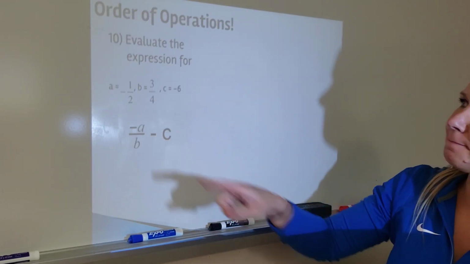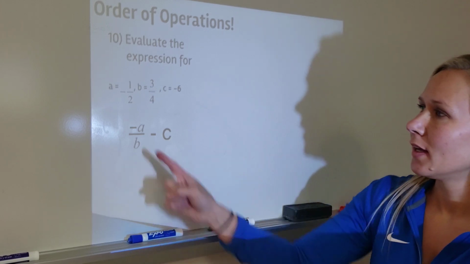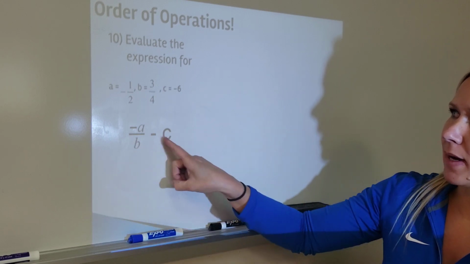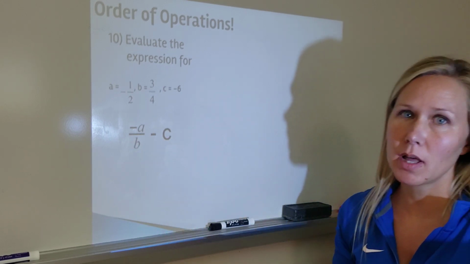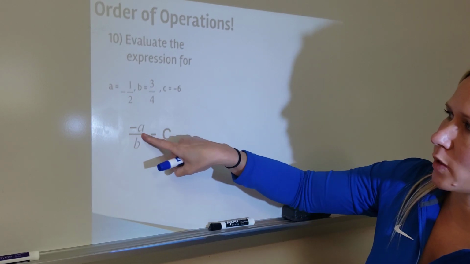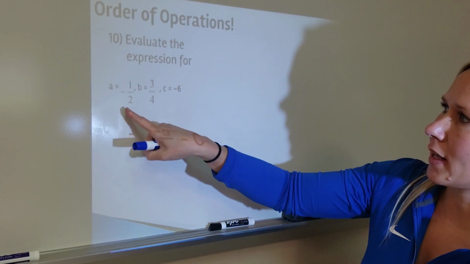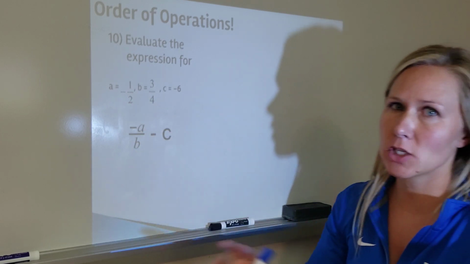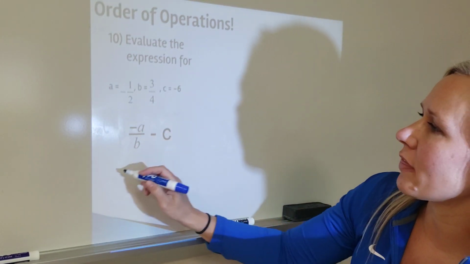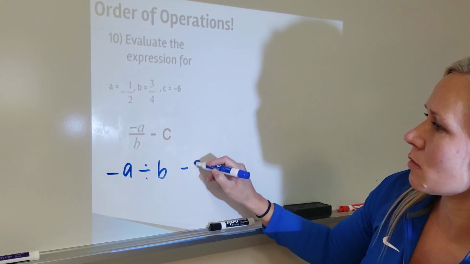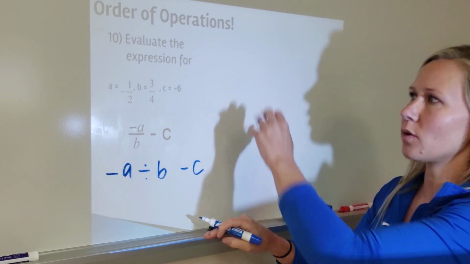Okay, on 10, -a over b minus c, or the opposite of a divided by b minus c. So we have some things to plug in here. When I have division with a fraction bar, imagine me writing this -1/2 on the top and -6 on the bottom. It just would look weird. So I'm going to rewrite this as -a divided by b and then subtract c. That's how I'm going to write it down when I copy it.